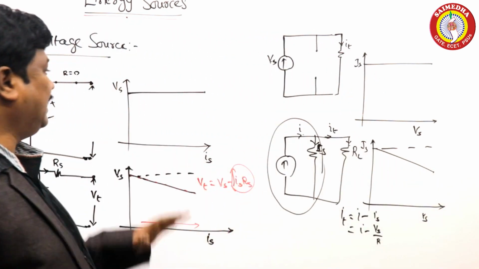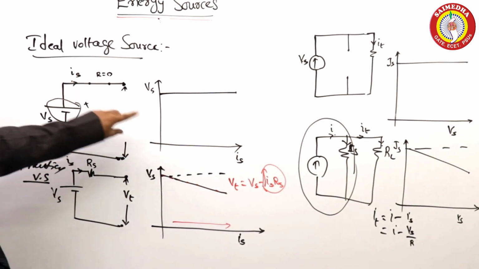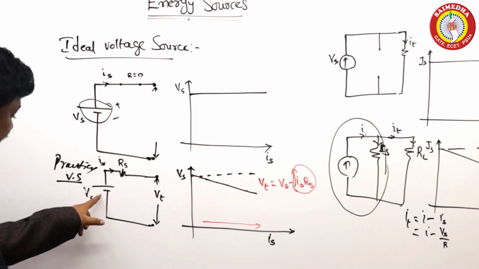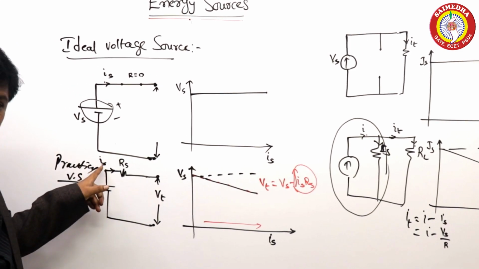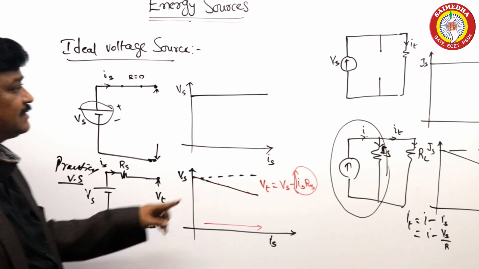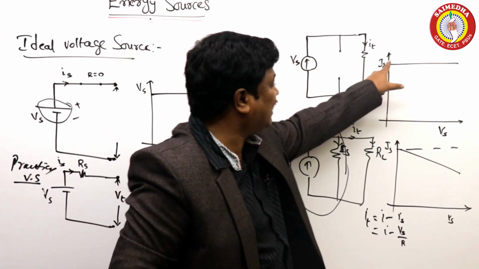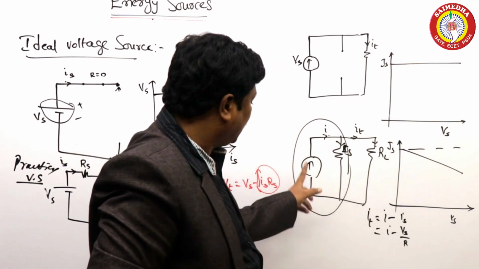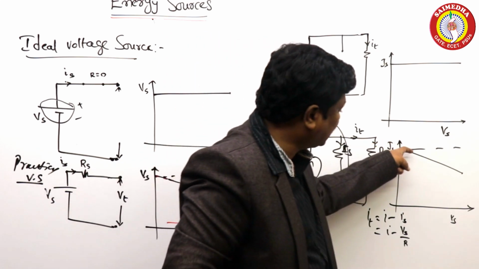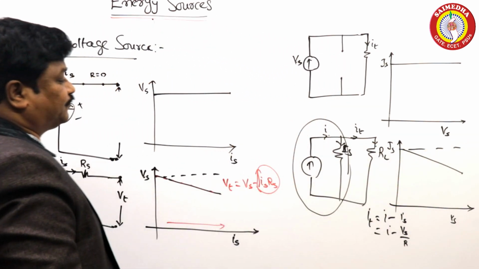This is an important conclusion. An ideal voltage source, irrespective of current, the voltage remains constant. In a practical voltage source, if the source current increases, the drop across the terminals will decrease. In an ideal current source, irrespective of the voltage, current is constant. And here, if the voltage across the source increases, the current drops like this. For that, I have given the conclusions.